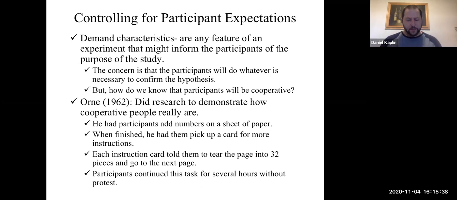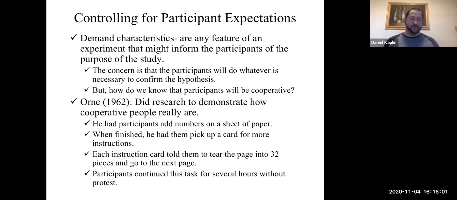Well, at the bottom of the page, it says, when completed, bring it up to the front of the room and pick up a card for more instructions. So you pick up a card, and the card says to fold the paper up and tear it into 32 pieces, and then pick up a new page.